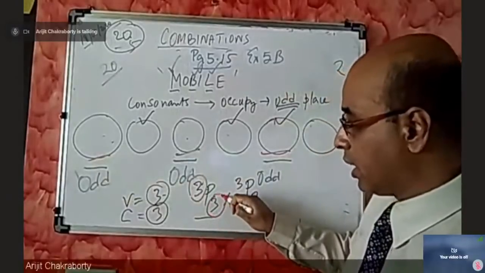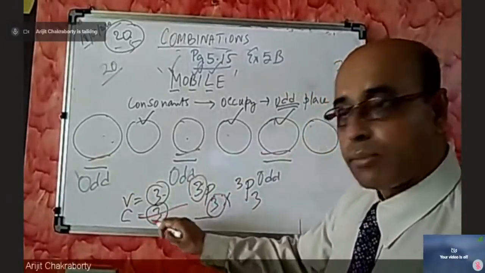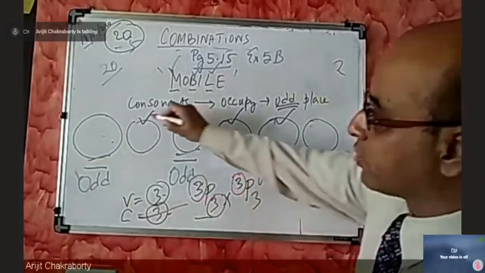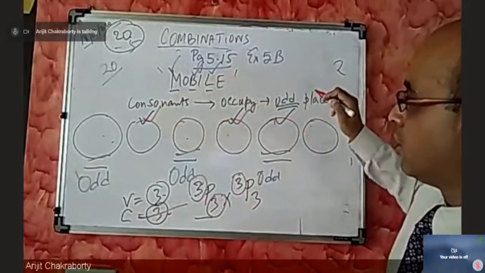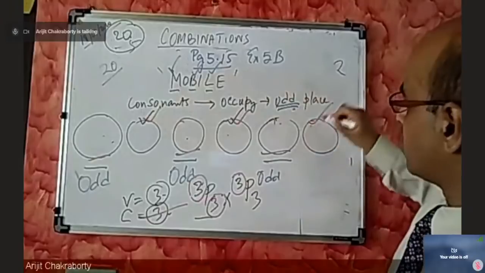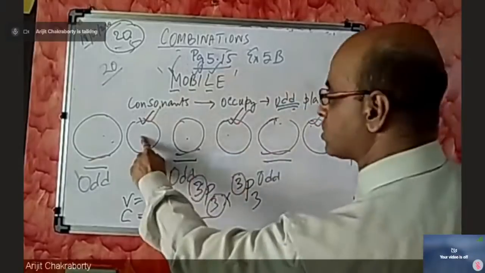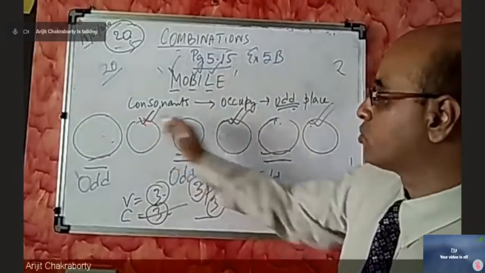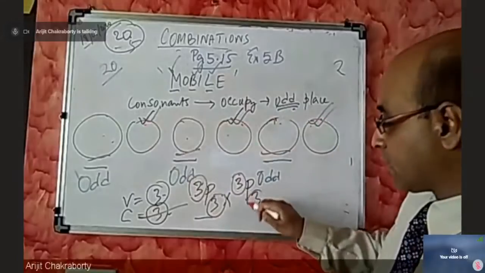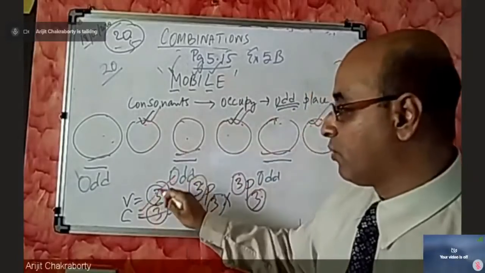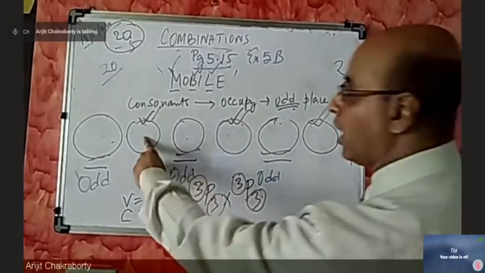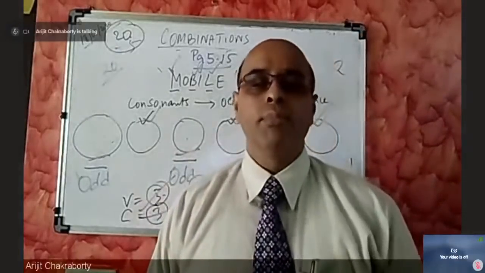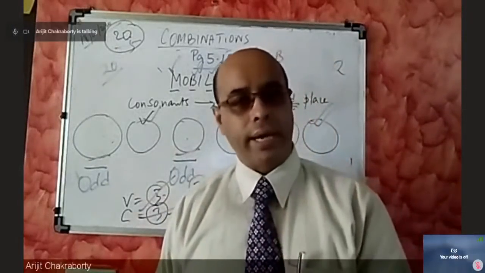This 3 which you see here is for the consonants. The second 3 is for the even places, that is 1, 2 and 3. So this number is for the even positions 1, 2 and 3, and this number 3 is for the vowels which are going to occupy 1, 2 and 3. 3 vowels, 3 places. So the number of arrangements will be 3P3 again.